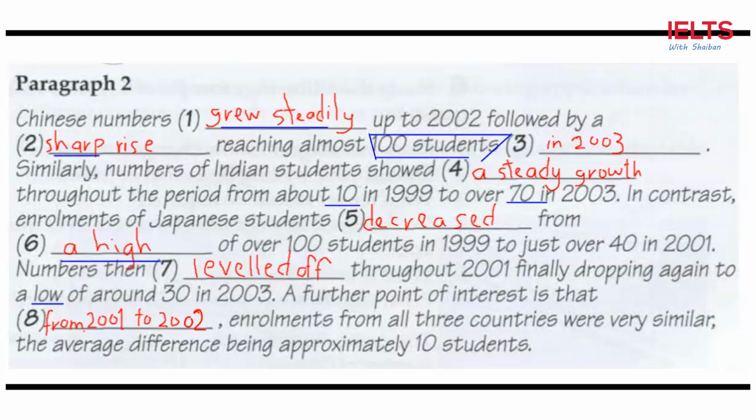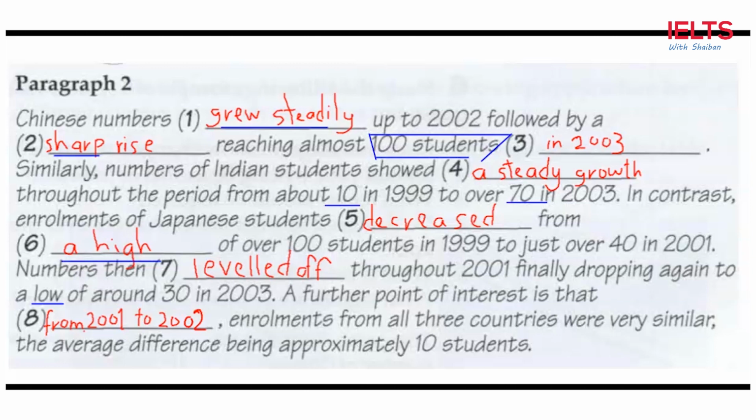Now, before we move further, I just want to give a summary of what I have said concerning this body paragraph. You can see here Chinese numbers grew steadily up to 2002, followed by a sharp rise. So grew steadily, sharp rise. You have to support with examples, 100 students. This is number one. So you have to support your data with examples.